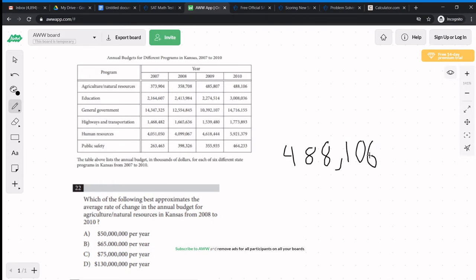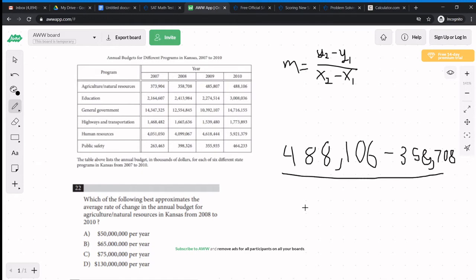488,106, right? And y2, let me just write down the formula for slope in case anyone doesn't know. It is y2 minus y1 over x2 minus x1. In this case, the y is the actual numbers in the table, and the x is the year. Minus 358,708 over 2010 minus 2008.